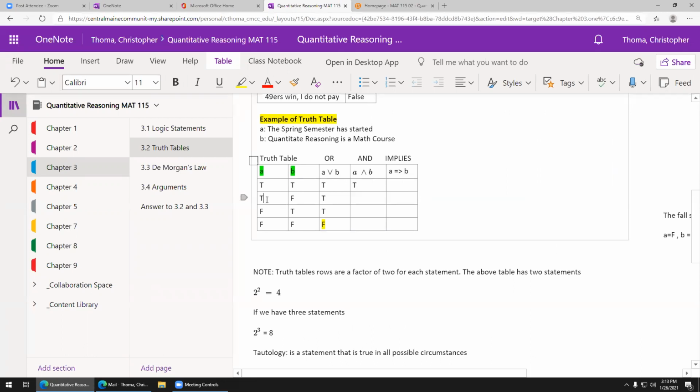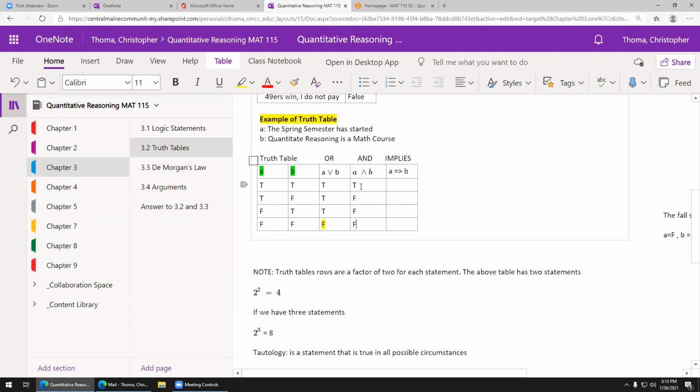My next row, A is true, B is false. Since one of them is false, this is false. A is false, B is true. Again, one of them is false, so this is false. A is false, B is false. They're both false, so this one is also false.